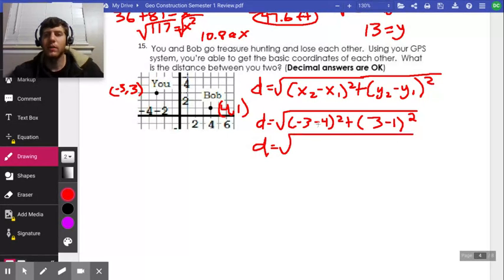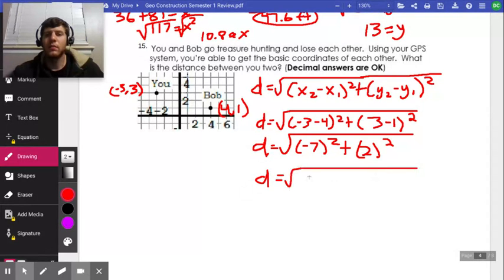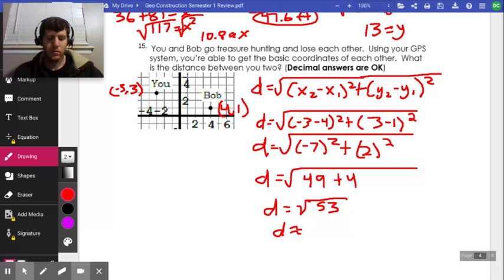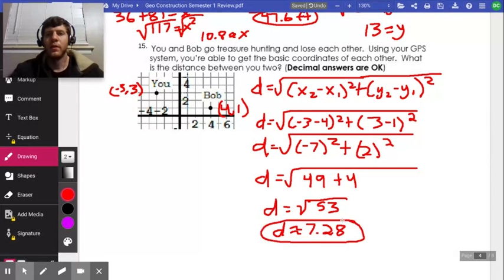Okay, but here we have negative 3 minus 4. That's negative 7 squared plus 3 minus 1 is 2 squared. So we get the square root of 49 plus 4, which is the square root of 53. Okay, which is going to be approximately, we can put that in our calculator, square root 53, 7.28, approximately 7.28. All right, so that's the distance between the two.